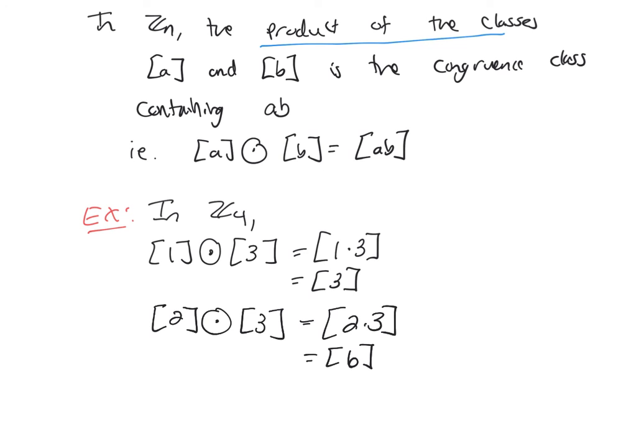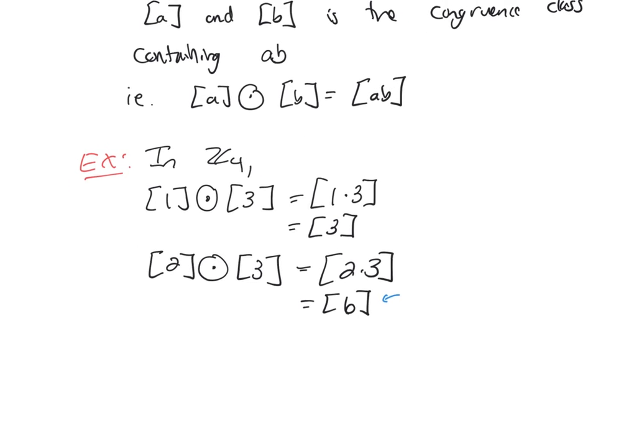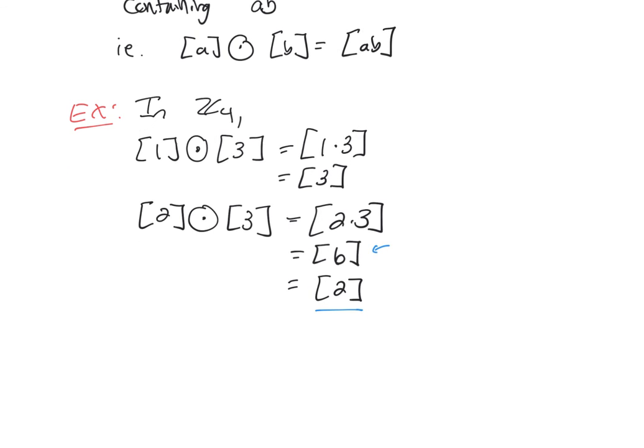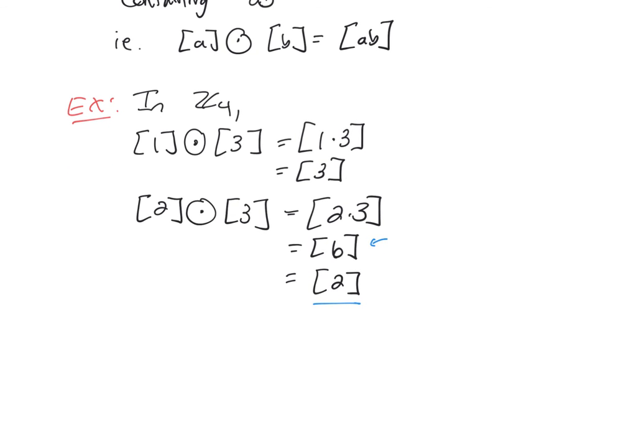Again, this is not one of the elements we listed out at the beginning. So what we need to do is rewrite this equivalence class. And to do that, think about what your remainder is. When you divide 6 by 4, the remainder is 2. So here you have the equivalence class of 2. So again, sometimes you're going to need to reduce and simplify there when you do your operation.